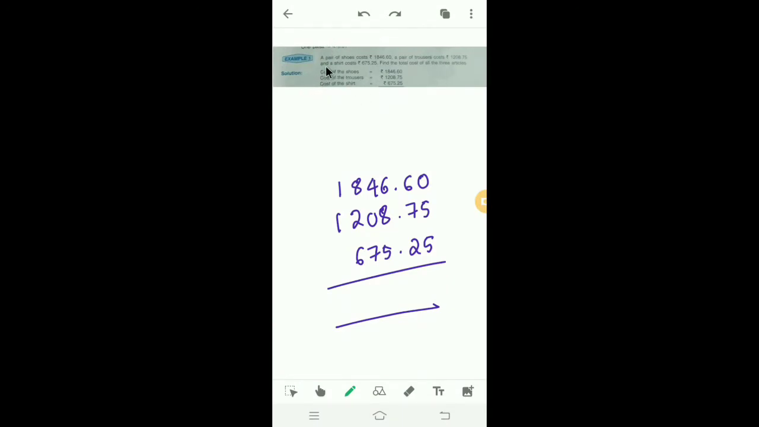Let's solve the first example. A pair of shoes costs rupees 1846 and 60 paise. A pair of trousers costs 1208 rupees 75 paise, and a shirt costs rupees 675 25 paise. Find the total cost of all the three articles. So let's see the solution.